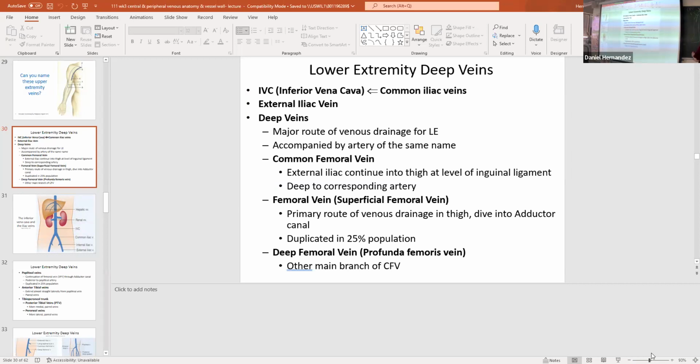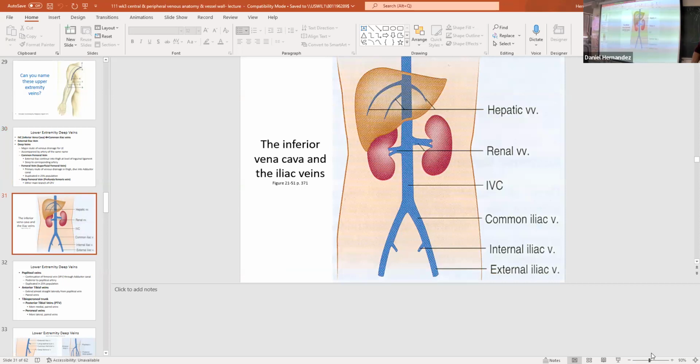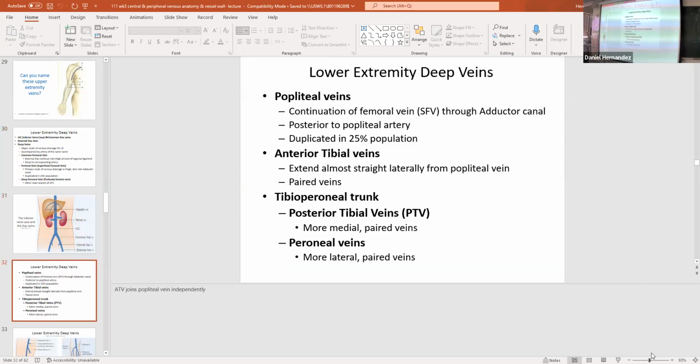That femoral vein is the one that we really image on ultrasound, courses through the thigh. And then once we get to behind the patient's knee, that's when that deep femoral vein becomes the popliteal vein. So popliteal vein is a continuation of the femoral vein through the abductor canal. So it's posterior to that popliteal artery. So once we get behind the knee, in what's called the popliteal fossa, it becomes popliteal vein. Abbreviated pop vein.